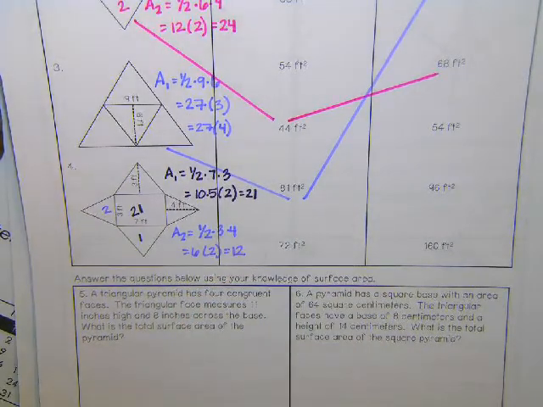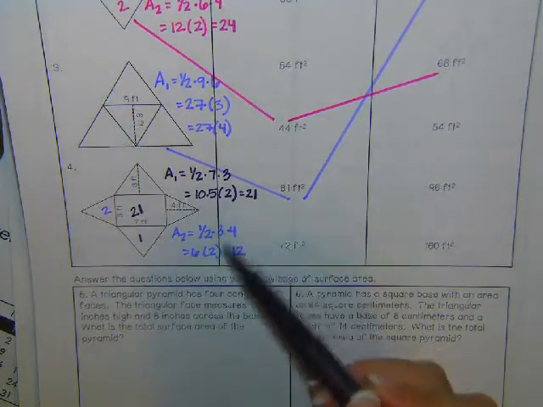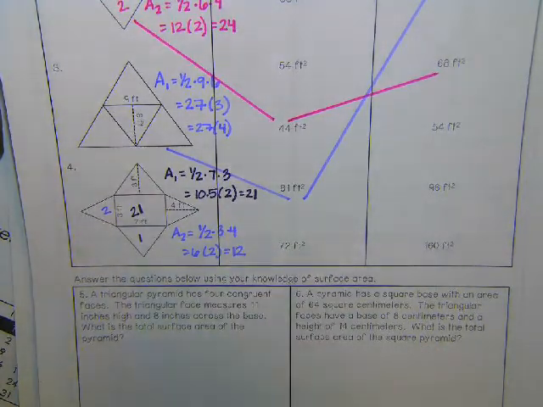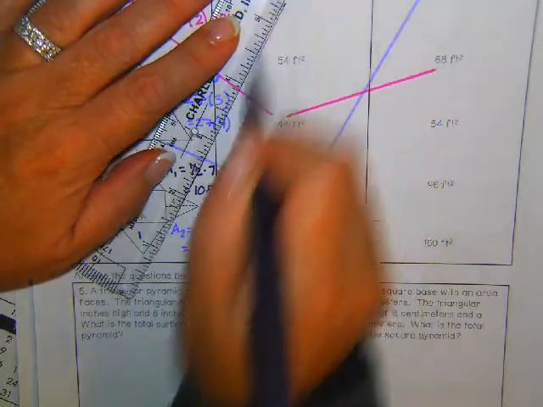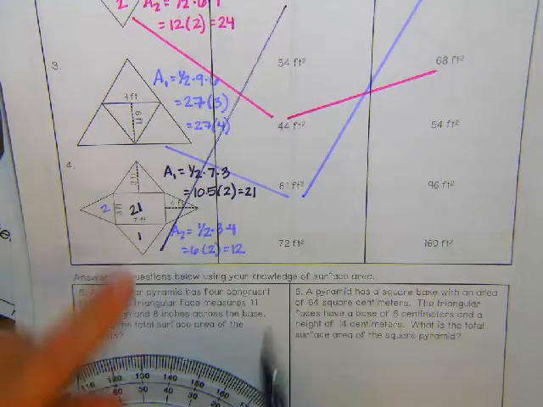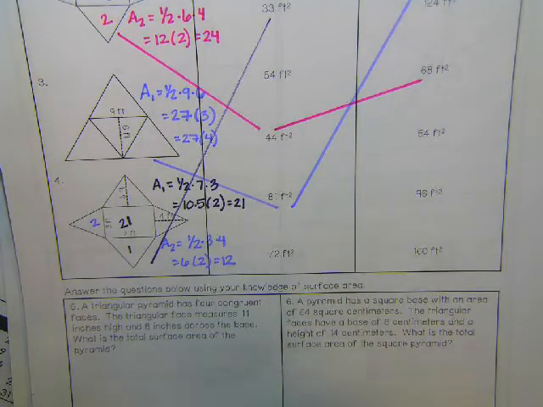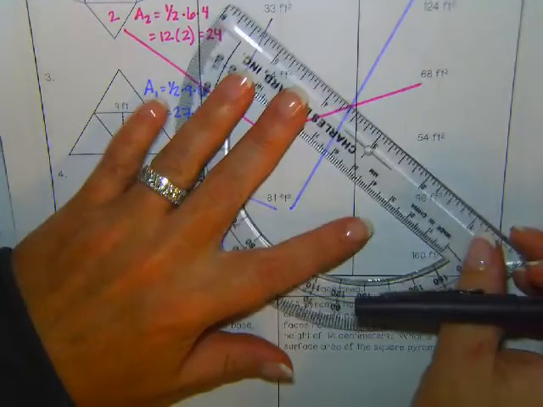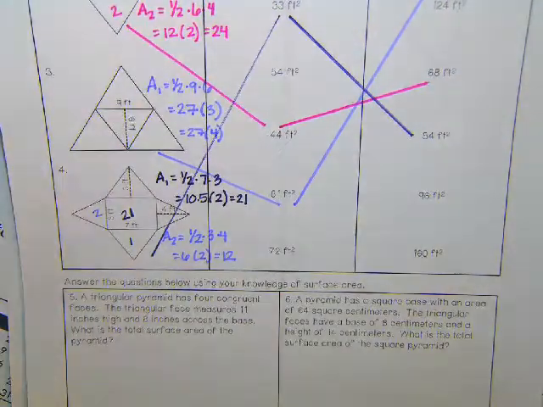What is my lateral surface area? Just the 4 faces. Brielle? 33. And what is my total? So now you have to add that in. What do you get? Trevor? 54. Do you have any questions on those?